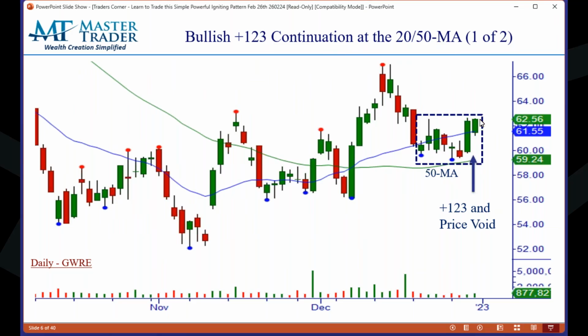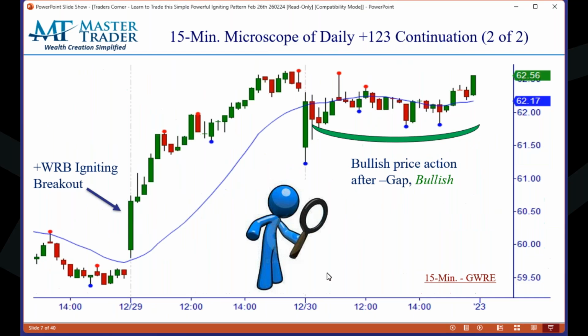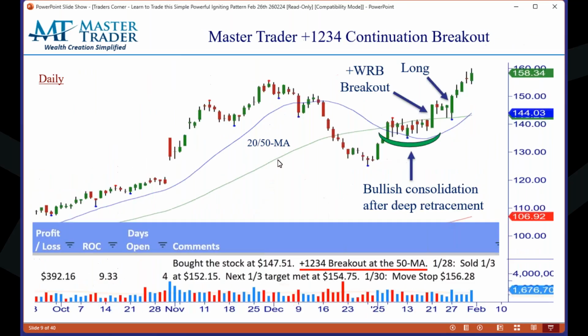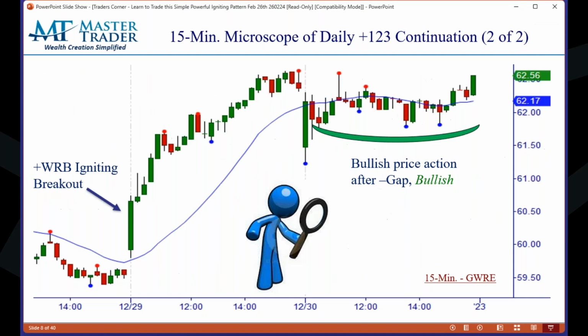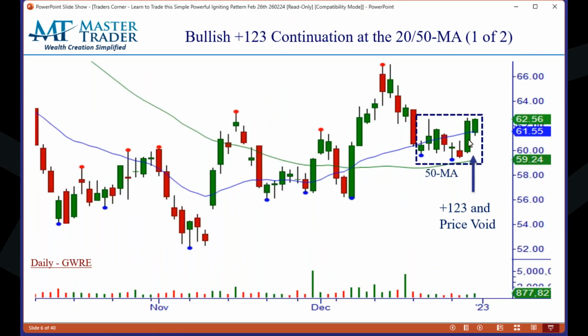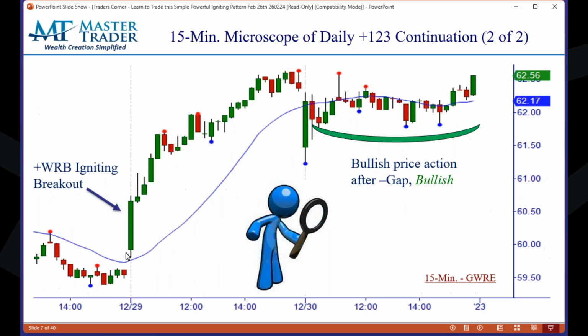Let's take a look at what the intraday looks like. So here's my guy with a magnifying glass. This is a 15-minute chart. So there's 26 15-minute bars in a day, in a 6.5-hour New York Stock Exchange market hours. So here's my igniting bar. It's just powering higher all day long. That is this bar right here. This bar is this.